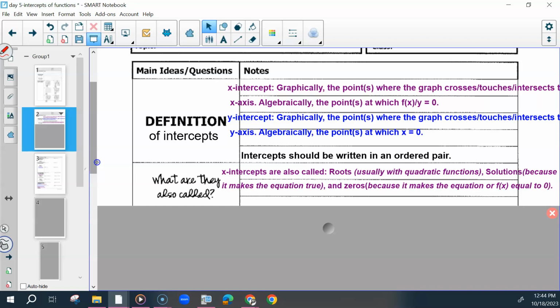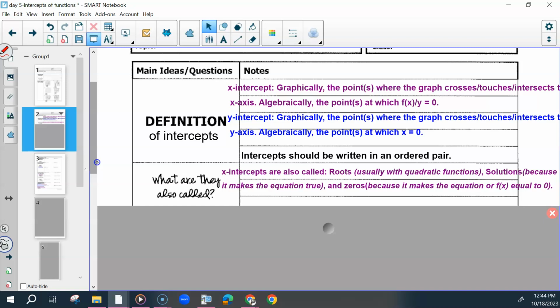For the x-intercept, graphically, the point or points where the graph crosses, touches, or intersects the x-axis. Algebraically, the point or points at which f of x or y equals 0. So to summarize, graphically, where it crosses the x-axis. Algebraically, where y equals 0.